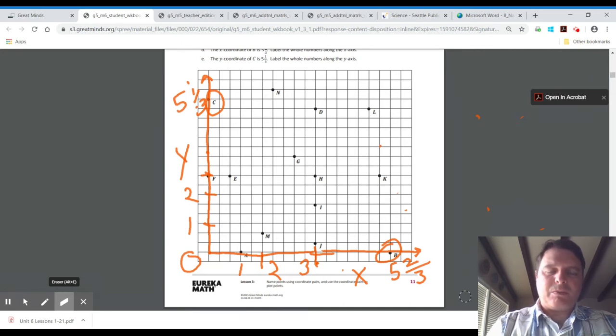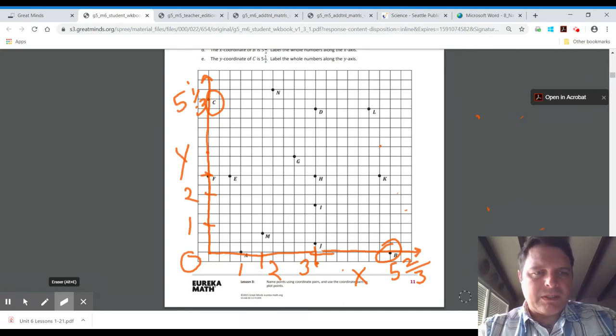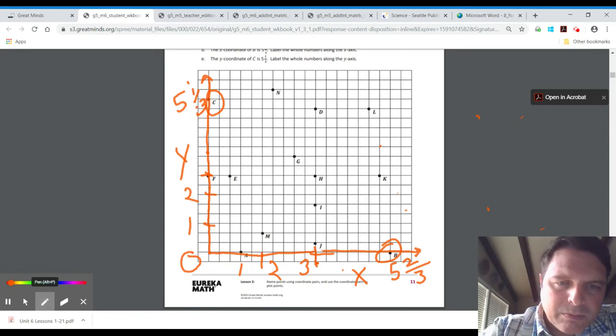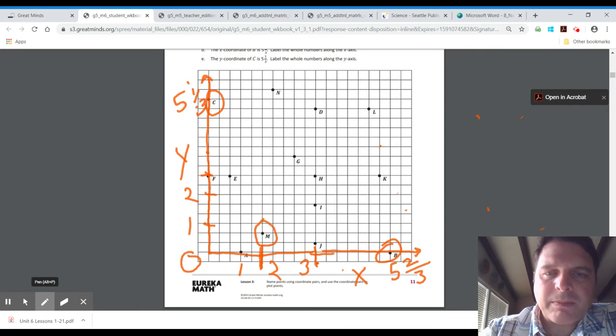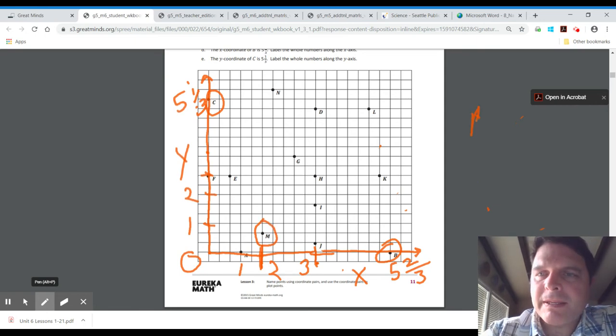Okay, so let's go 1 and 2/3, and 2/3. So 1 and 2/3. So there's 1 on A. So 1 and 2/3 is going to be right here. That's 1 and 2/3 and 2/3, which is 2 up. And that's going to be letter M. Okay, so the first one is M.